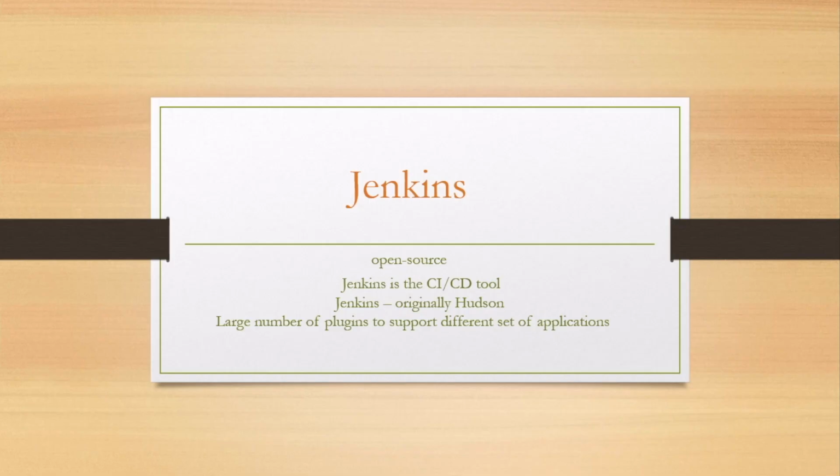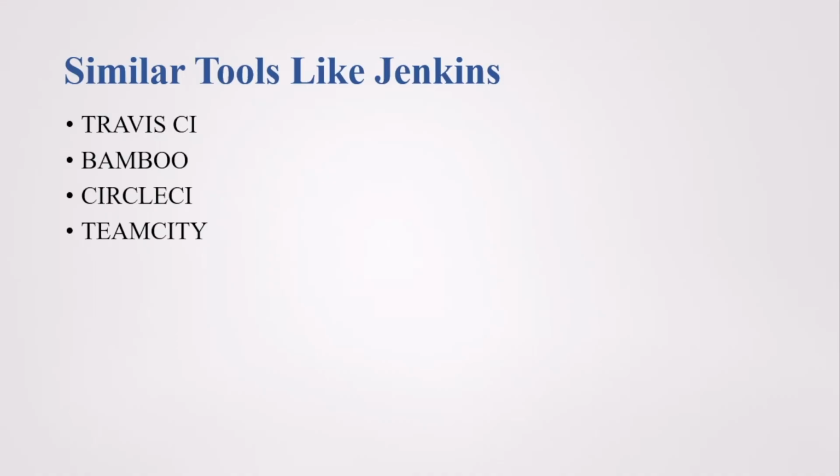So, what is Jenkins? It is an open source continuous integration and continuous delivery or deployment tool, which was originally named Hudson. The reason why Jenkins is widely famous is that it supports a large number of plugins to support different sets of applications. So what are the similar tools like Jenkins? The similar tools are Travis CI, Bamboo, Circle CI, and TeamCity. And we have a lot more similar tools as well, but these are the most common ones.